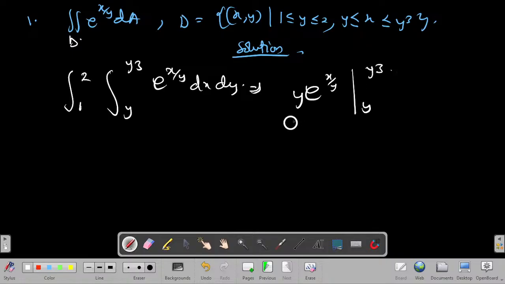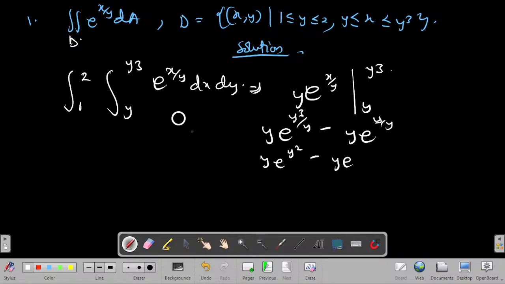Now remember that we integrated with respect to x, so wherever I see x, I'll put my y cube and y. So I have y e to the power y cube over y minus y e to the power y over y. This gives me y e to the power y squared minus y e, as simple as that, to the power 1. Now this becomes my inner. So I'll have the integral from 1 to 2 of y e to the power y squared minus y e dy.